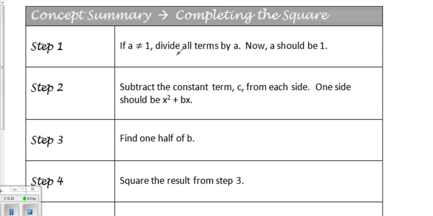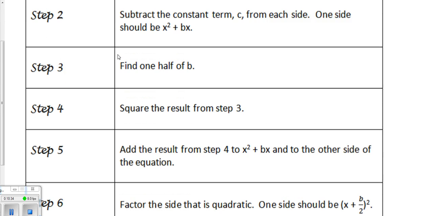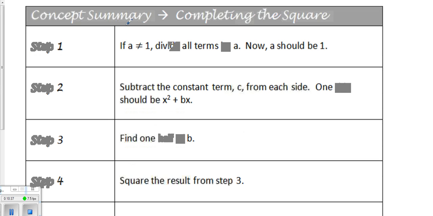So this is kind of our concept summary for this lesson. It's completing the square. There are 7 steps in completing the square. The first one is if you start off with an expression where your a is not 1. So remember your ax squared plus bx plus c, those are the kinds of expressions we're working with. If a does not equal 1, we divide each term by a. That way a would be 1. Now that you've got a equaling 1, you subtract the constant term, c, from both sides of the equation. So now one side of the equation should just be x squared plus bx.